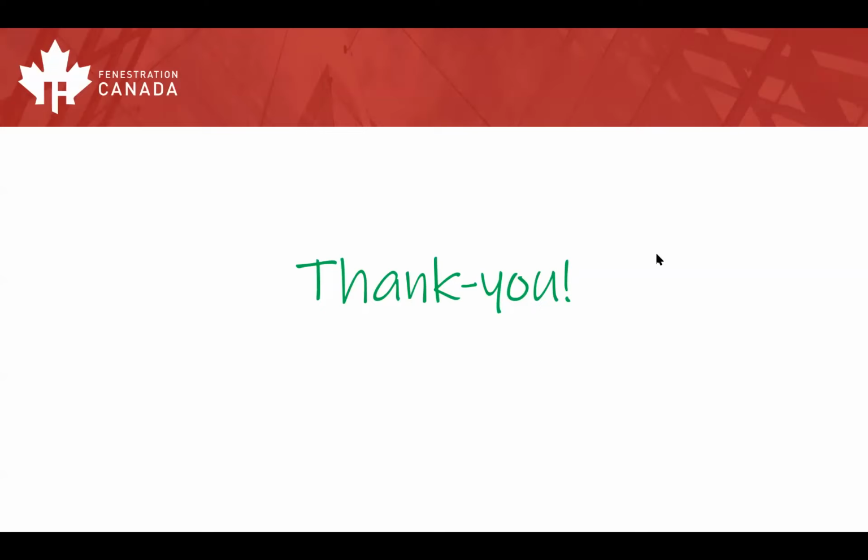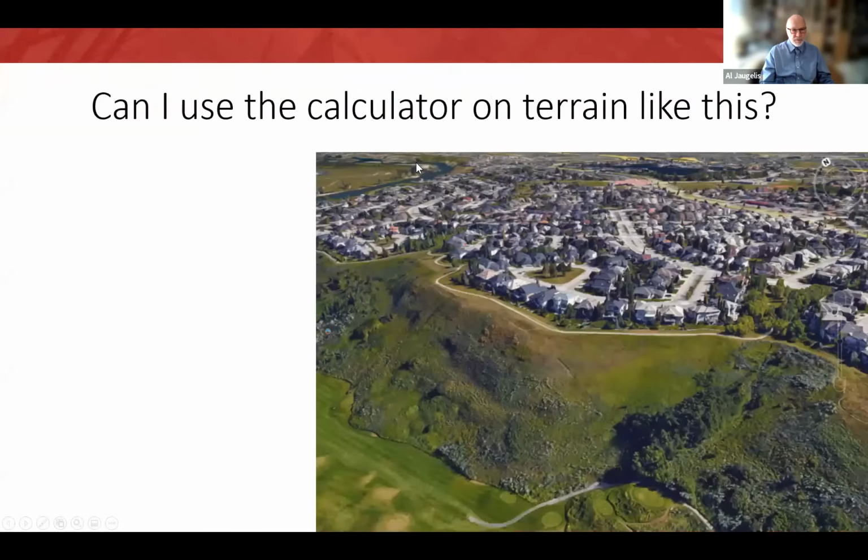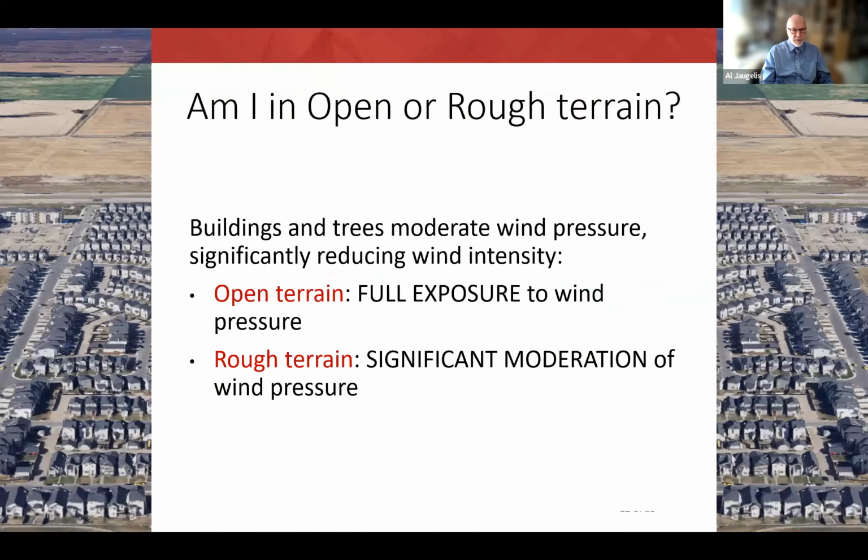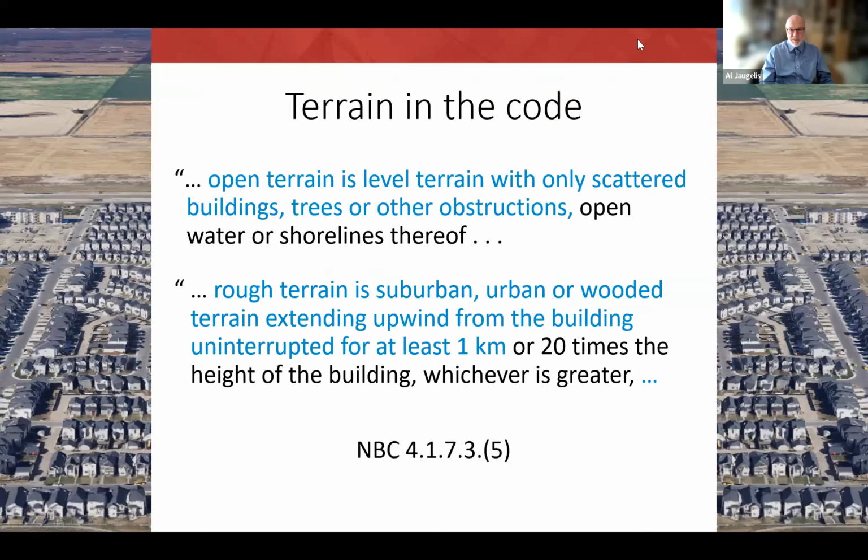Very good. If I backed up a number of slides here, we could get back to that definition. Here we go. So this is how open terrain and rough terrain are defined. Open terrain is you're out exposed in the open. Rough terrain is suburban, urban, or wooded terrain extending upwind from the building uninterrupted for at least 1 kilometer or 20 times the height of the building, whichever is greater.